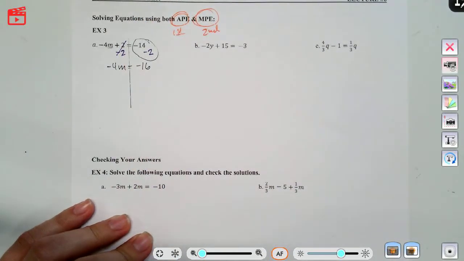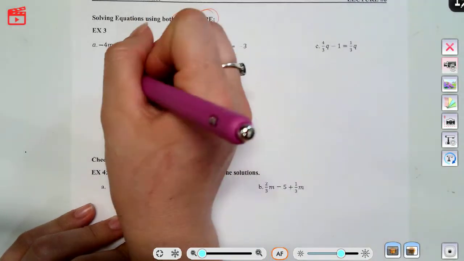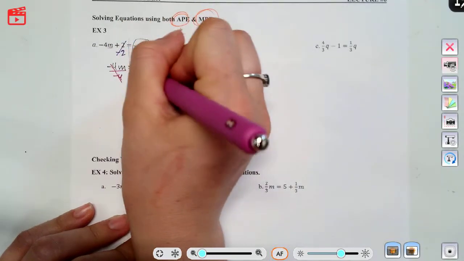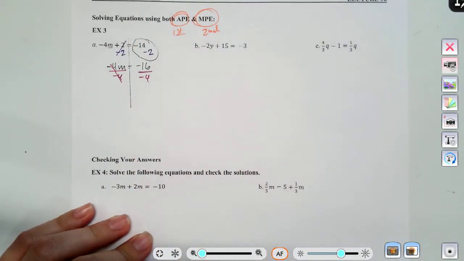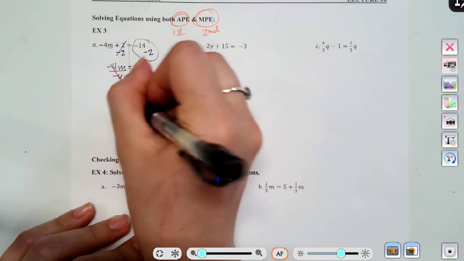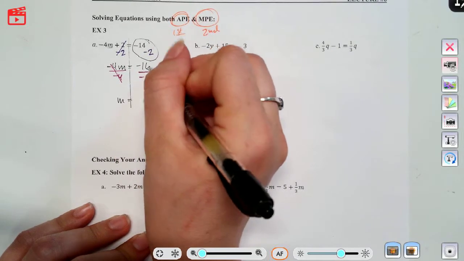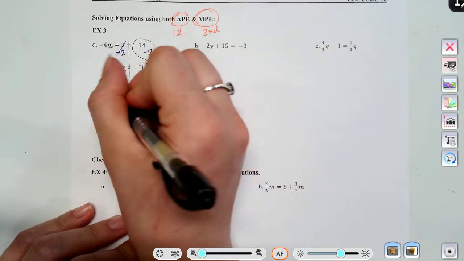Now, m is still not quite by itself yet. We need to divide by that -4. Then m is going to equal negative divided by negative is positive. 16 divided by 4 is 4.